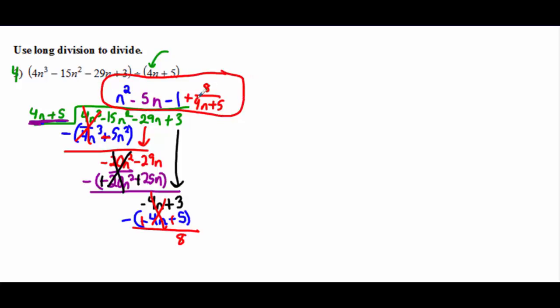Also, the 8 and the 4 can't simplify. The only way I could simplify on this last fraction is if everything was divisible. Like if this was 4n plus 6 on the bottom and an 8 on top, I could divide all of those by 2, but I can't because the 5 isn't divisible by 2.